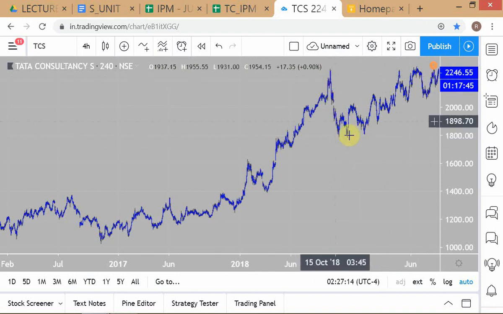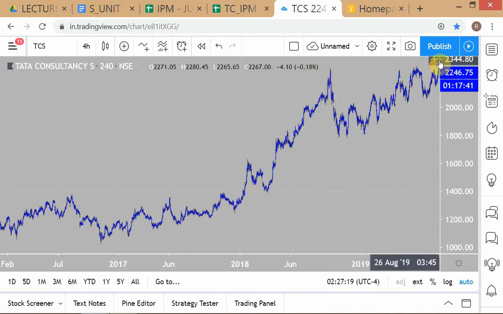Okay, so this would be called an ascending triangle, which is essentially a continuation pattern, and therefore after this the market is likely to go up, because you can see it's kind of pressing up. And then eventually it breaks out.